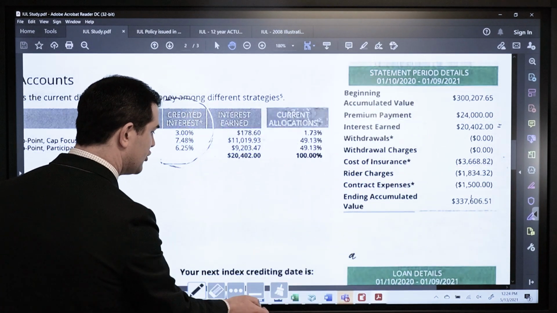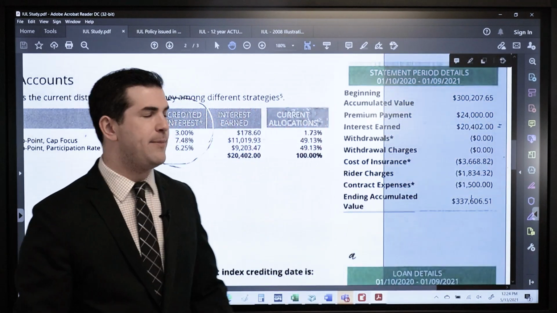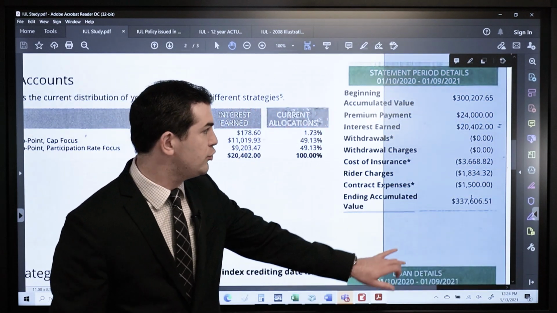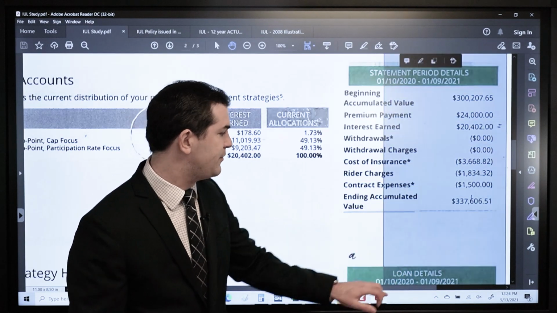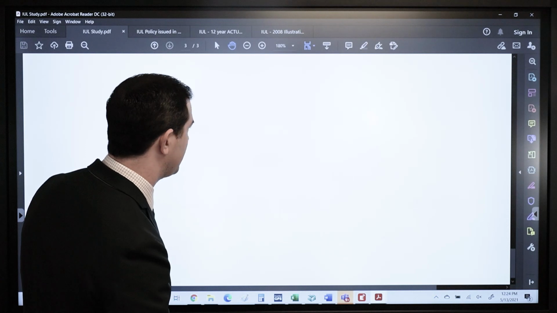$337,606. Okay, so I started out $300,000 the year prior. I paid in $24,000 and it grew to $337,000. All right, let's continue on. Here's where it gets interesting.